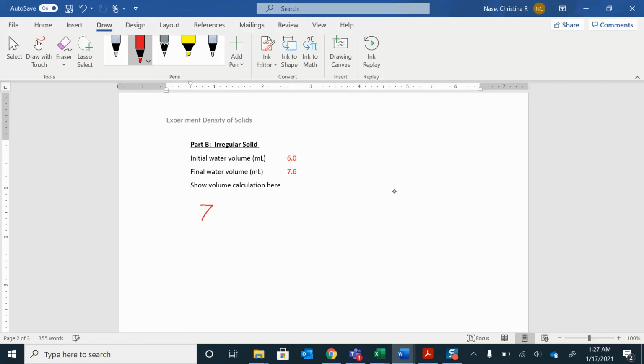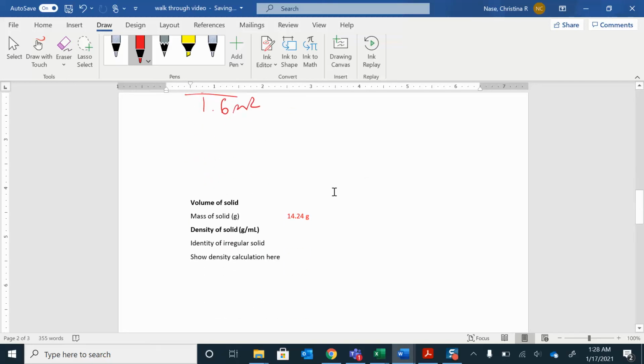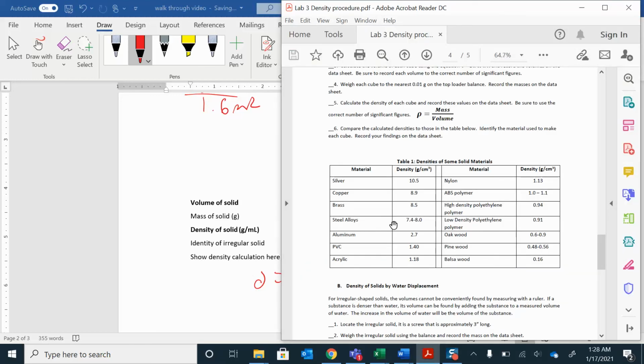So I can just say 7.6 minus 6.0. That gives me 1.6 milliliters. So because it displaced 1.6 milliliters of water, that's the volume of my irregular solid, 1.6 mils. Great, and now I have density. Again, density is just mass over volume, so my density is just going to be the 14.24 divided by 1.6. That gives me 8.9 grams per milliliter. So I can look that up in the table. Go over here, 8.9, copper. Great, so this guy has to be copper.